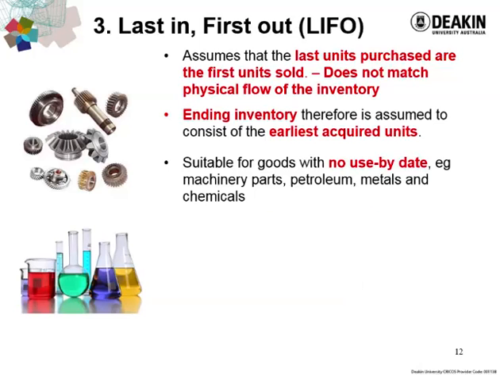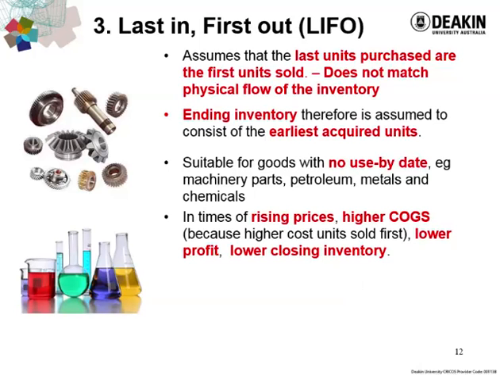In a period of rising prices, meaning when things become more expensive, this assumption will lead to higher cost of goods sold because cost of goods sold are based on the latest purchase inventory, and we purchased those inventory at a higher cost, therefore higher cost of goods sold. And higher cost of goods sold can lead to lower profit and therefore greater tax savings. And because earliest inventory purchased at lower cost will be the closing inventory, this assumption will give us lower closing inventory.